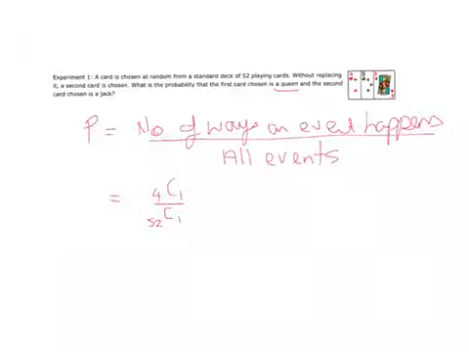And we know the second card chosen is a jack. Well, how many jacks have we got? We got 4 jacks, and we're going to choose one of them. So we can choose any one of those 4 jacks. So it's going to be 4 choose 1.